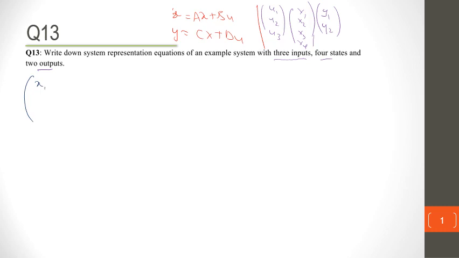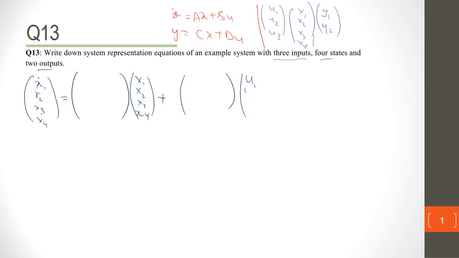It therefore means we'll have x1, x2, x3, x4, all of that dot being equal to x1, x2, x3, x4 plus u1, u2, u3. Now, that being the case, if we look at the sizes of the matrices, it can help us to write an example of a system.